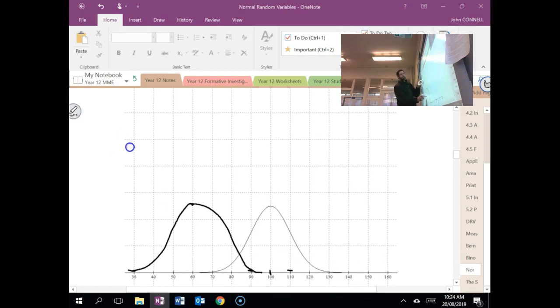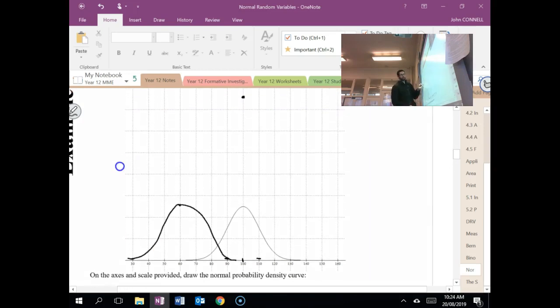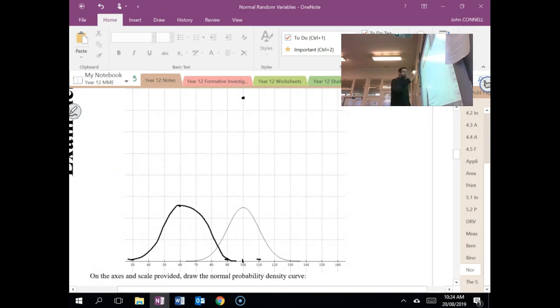Now, I can't quite fit it on this, so I'm just going to make it a bit smaller. And it's quite hard to draw. You get the general idea. It's gone 3 up because it's come in 3.